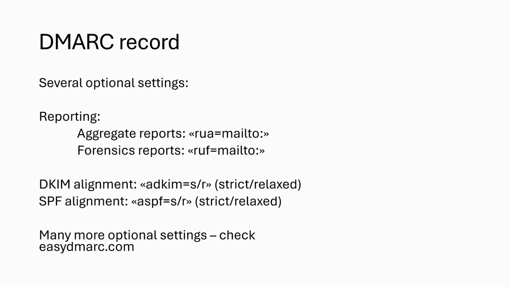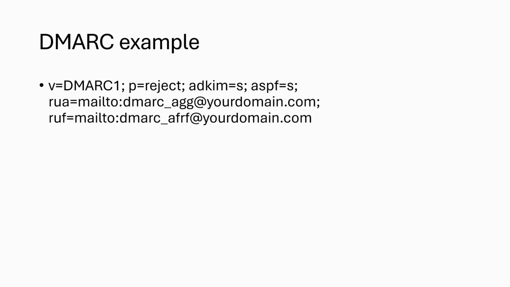So if we put this together, we can get a much more complicated DMARC example. Here you see we have the version of the DMARC record. We still have the policy of reject, but we've added that we're going to do strict DKIM checks and strict SPF checks. And we will send reports on both aggregate and forensics reports in order to monitor and to troubleshoot the email deliveries.